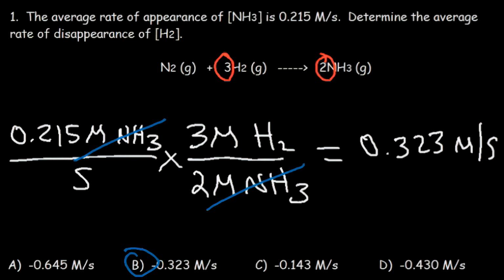The reason why it's negative is because the concentration of H2 is decreasing. Hydrogen gas is on the reactant side, and as the reaction goes from the left to the right side, the reactants will decrease in concentration, so they will disappear, and that's why we have a negative sign. If we were calculating the rate of appearance for NH3, it would be positive, because the concentration of NH3 is increasing as the reaction goes from the left to the right.